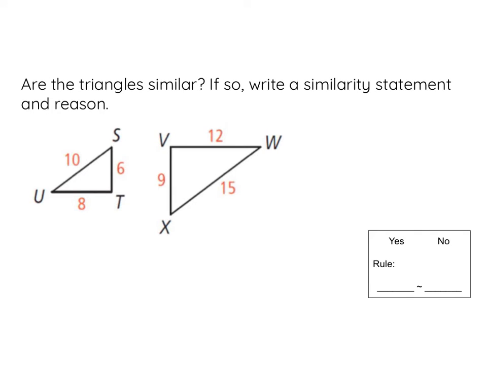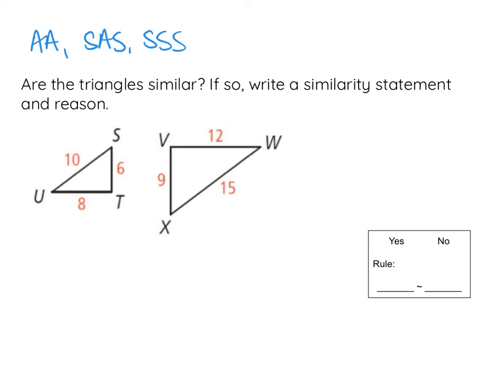So this one we have to do a little bit more than we did on the first few examples. Okay, we're going to decide if they're similar, so we're going to circle yes or no. If they are, we're going to figure out why. So that's our rule. Again, rules at this point would be angle, angle, angle, side, or side, side, side. And then if they are similar, we're going to write our similarity statement. If we find that these are not similar, then for the second and third part, we put nothing. Okay, so let's look at this.